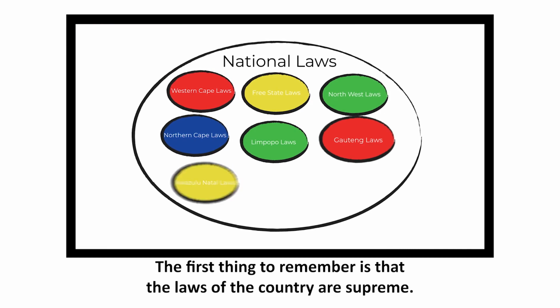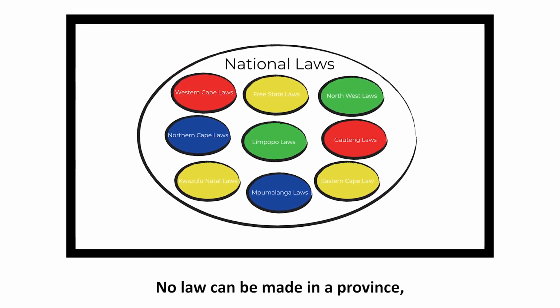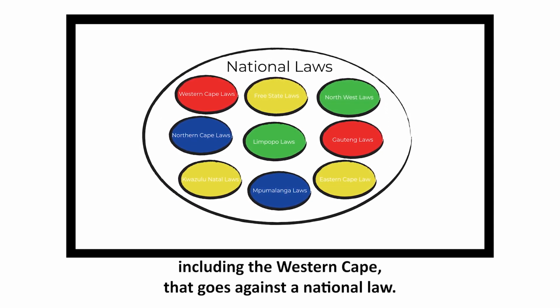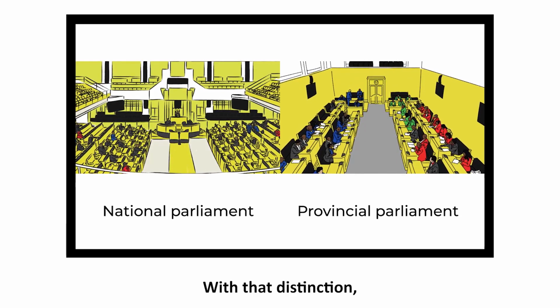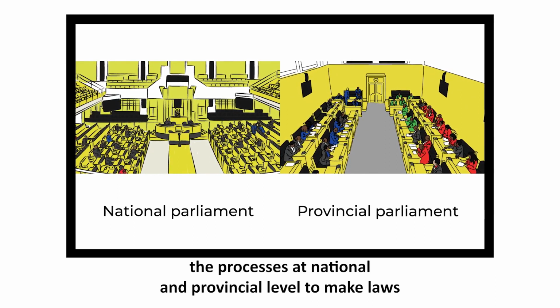The first thing to remember is that the laws of the country are supreme. No law can be made in a province, including the Western Cape, that goes against a national law. With that distinction, the processes at national and provincial level to make laws are pretty much the same.